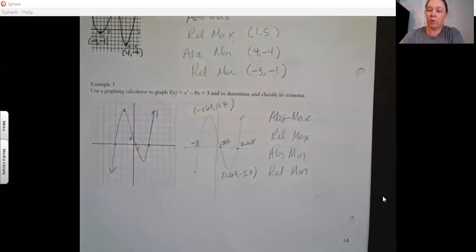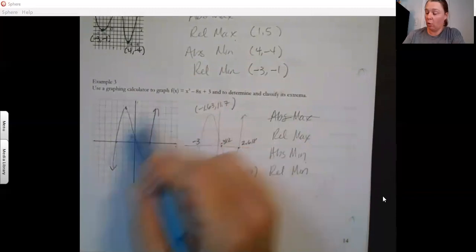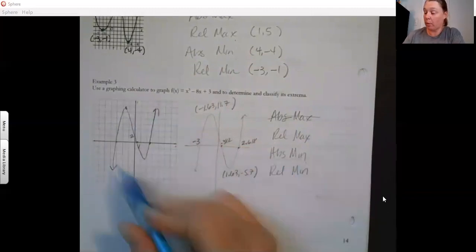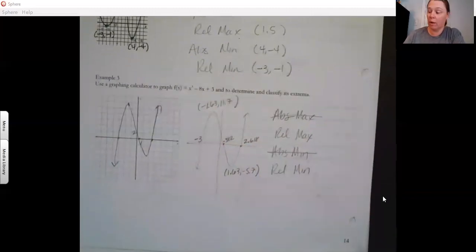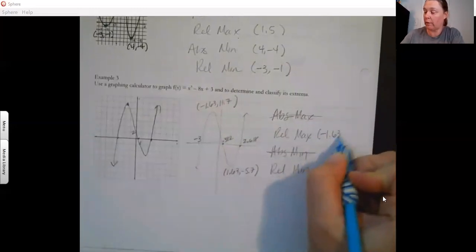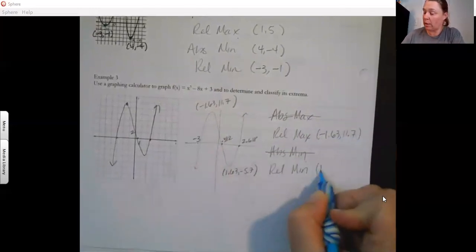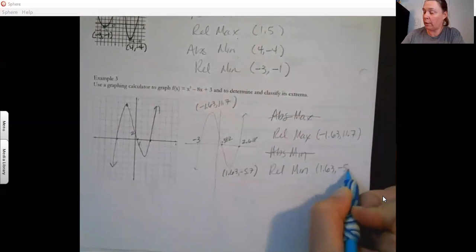All right, then as for absolute maximum, we don't have one because it goes up forever. Relative maximum, or absolute minimum rather, we don't have because it goes up forever. But here I have an absolute maximum, so that was the -1.63, 11.7. And here I have a relative minimum, and that was the 1.63, -5.7.